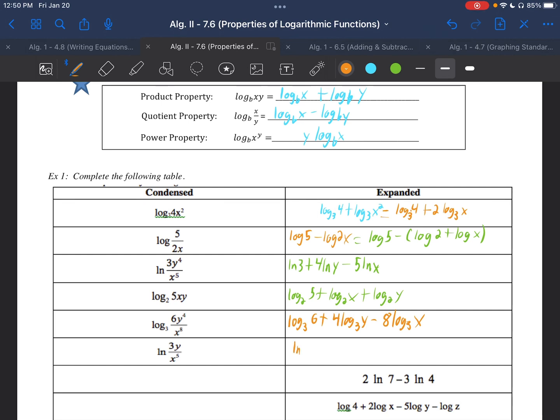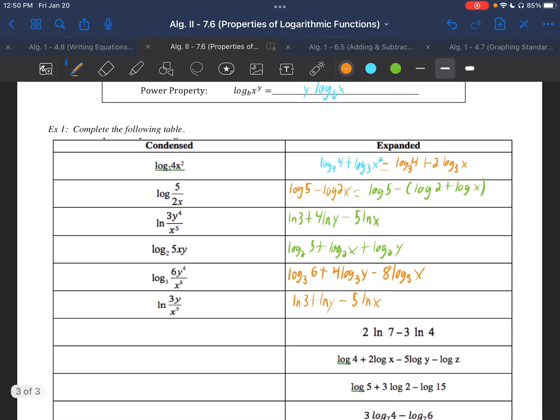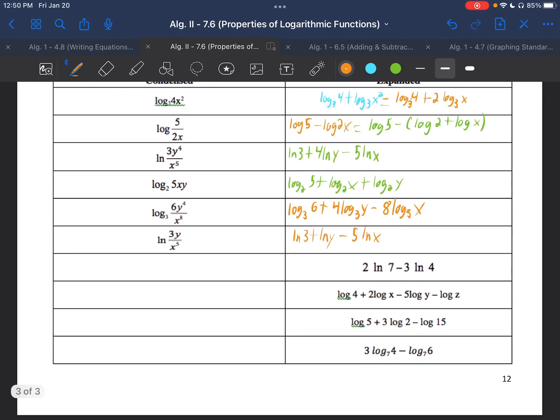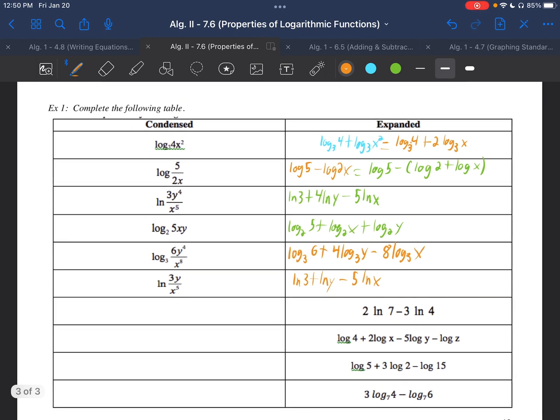That one, the natural log of 3 plus the natural log of y minus 5 times the natural log of x. Now, on the last 4 here, we're going the opposite direction. So we're going from expanded, and now we're going down to the condensed form by undoing those properties.